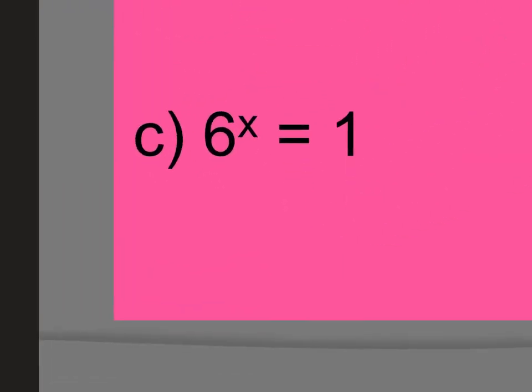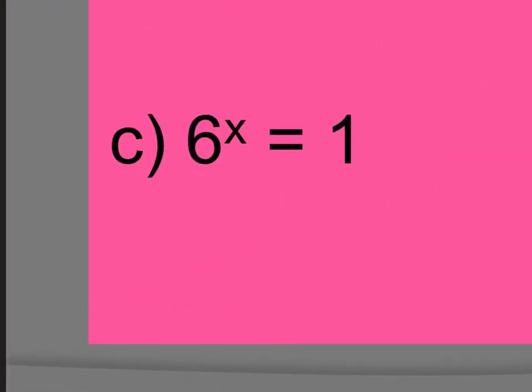All right, let's look at this last one. I really try to make your brains explode on the last example. What's my answer here? How do I change 6 into the base of 1? Or how do I change 1 into a base of 6? 6 to the 0 power is 1.